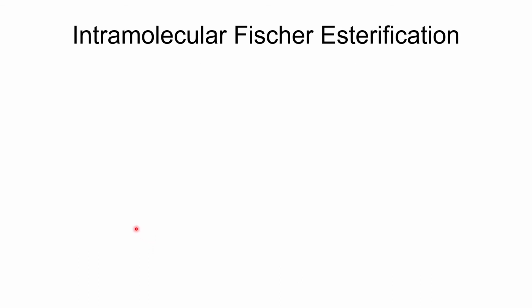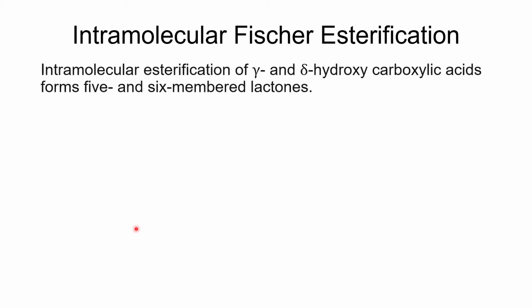All right, let's talk about intramolecular Fischer esterification. It is possible, if you have a gamma or delta hydroxycarboxylic acid, to form either a 5 or 6 membered ring. If it is gamma, you will form a 5-membered ring. If it is delta, you will form a 6-membered ring.